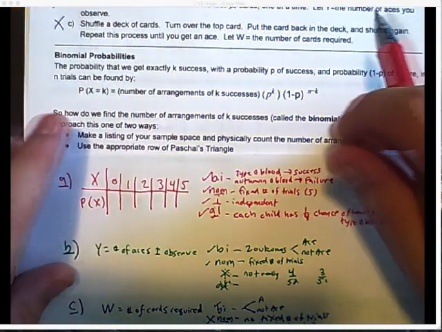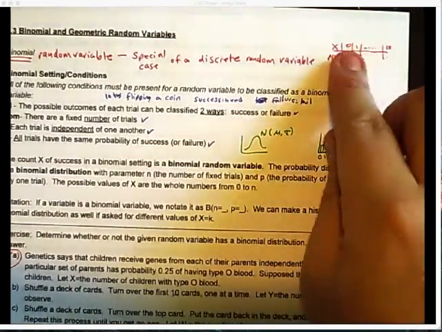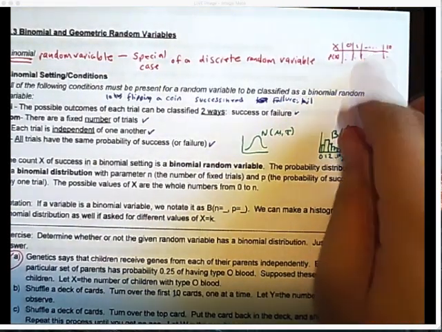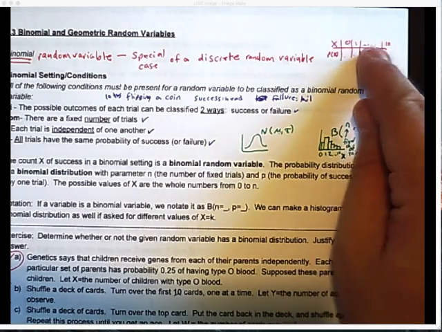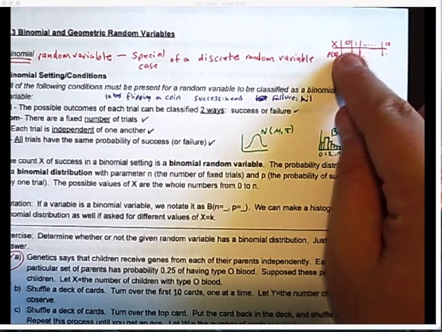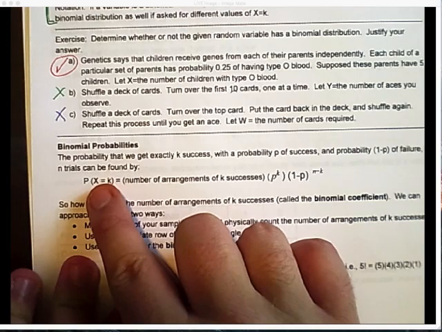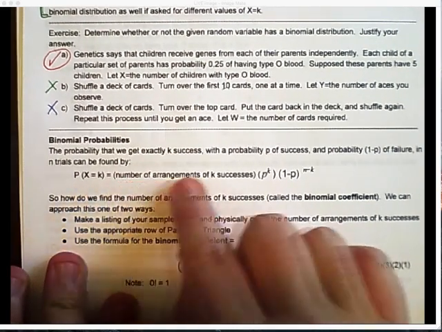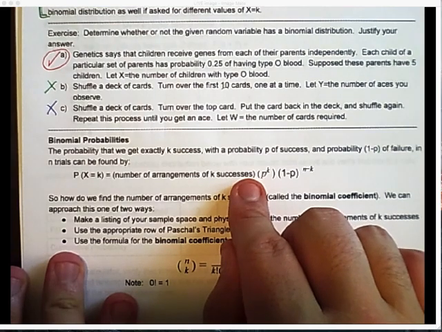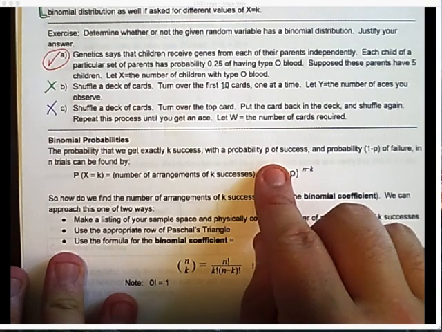So now let's go ahead and read about binomial probabilities. Kind of like we did with APGAR scores, they gave us this table. But if it's a binomial variable, there's ways to calculate these numbers. What we do: the probability that I get k number of successes is the number of arrangements that I can get k successes times the probability of success raised to the number of successes.